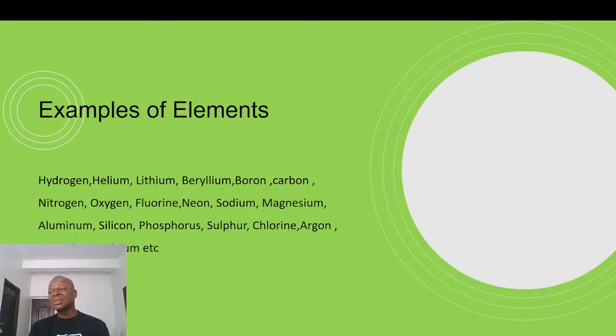We have sodium, magnesium, aluminum, silicon, phosphorus, sulfur, fluorine, argon, potassium, and calcium. So I decided to just pick this small number so that I will not bore you or put so much stress on your brain. But if you know how to get the electronic configuration of these few elements I've mentioned, it will go a long way to help you, because it is still the same process, the same procedure. So that is the whole thing.